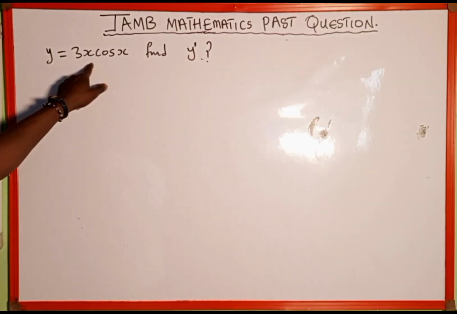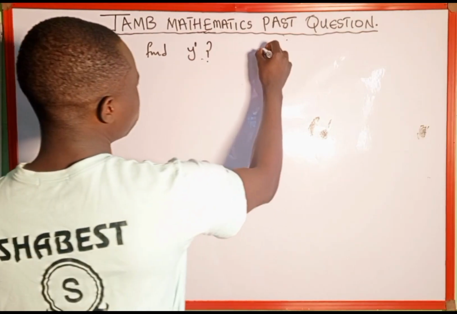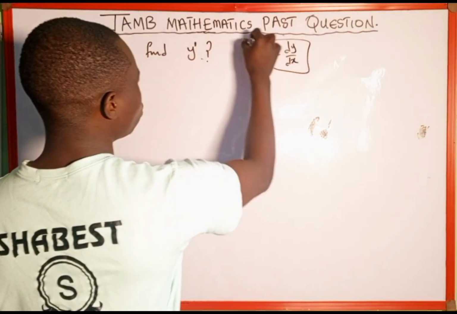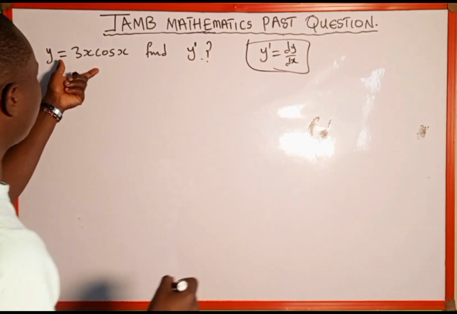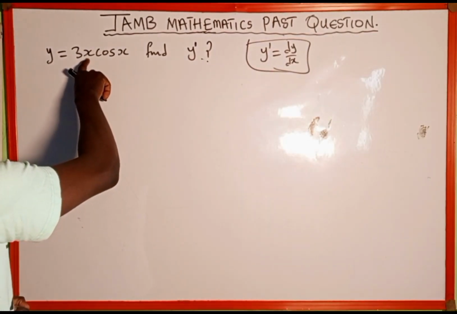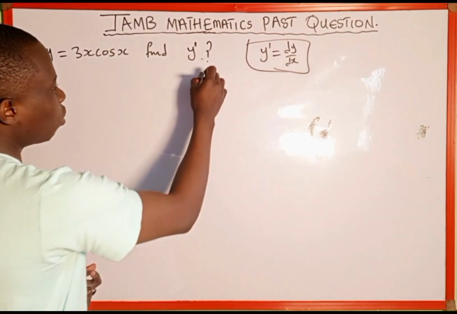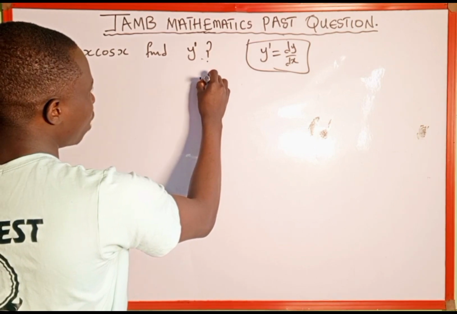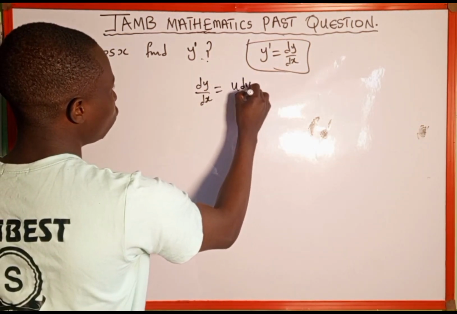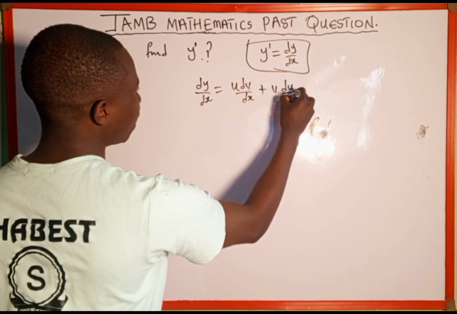Given the function y is equal to 3x cosine x, and we're asked to find y prime, which is the same as dy over dx. So what they asked us to do is to find the derivative of this function with respect to x. So as you can see, the function 3x is multiplied by cosine x. So we're going to use the product rule. Then recall the product rule when we are differentiating y with respect to x is the same as what? u dv over dx, then plus v du over dx.